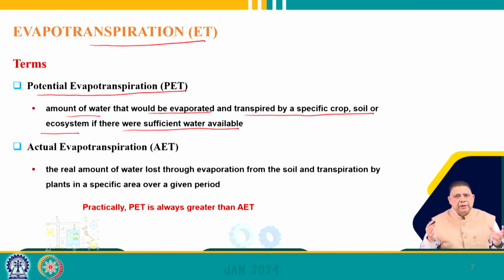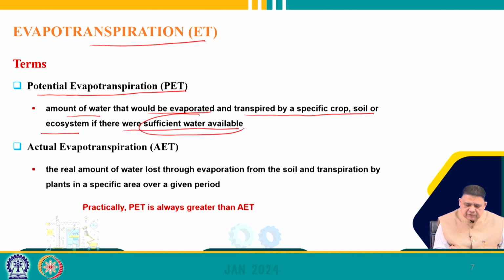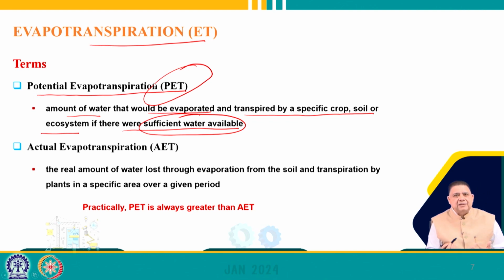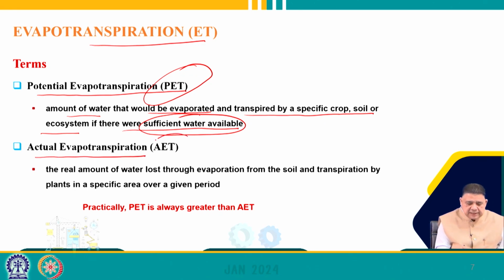So, that means if you have a system where a particular crop is growing, or a natural system, and water is not a limiting factor, then whatever evapotranspiration occurs, that is the sum of evaporation and transpiration from water bodies, soil as well as plants, is referred to as potential evapotranspiration. And because it is potential, that is the maximum possible value of evapotranspiration under given environmental conditions.